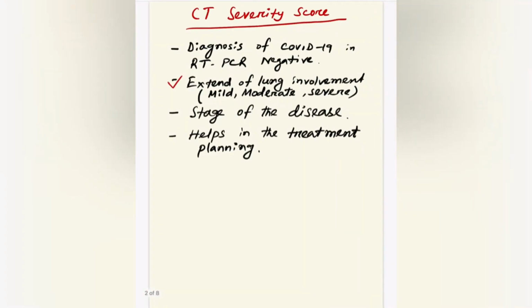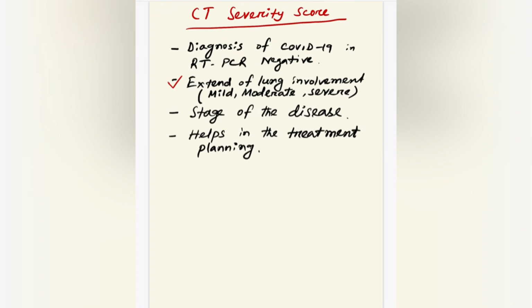Now CT scan is done in a patient who is either COVID positive or has strong suspicion of being COVID positive. In an RT-PCR negative patient, it adds to the diagnostic value, and in an RT-PCR positive patient, it tells about the extent of the lung involvement, and it categorizes the disease into mild, moderate and severe, and according to that you plan the treatment.